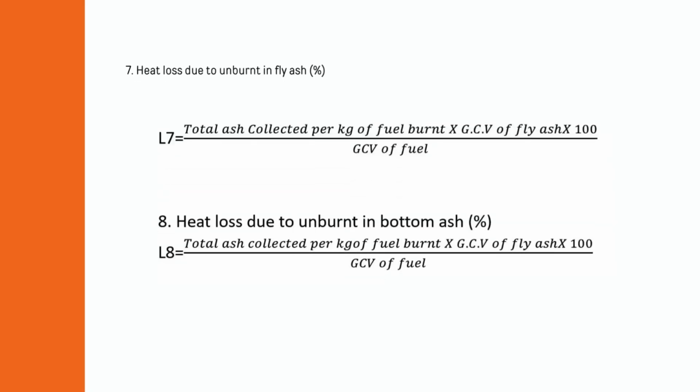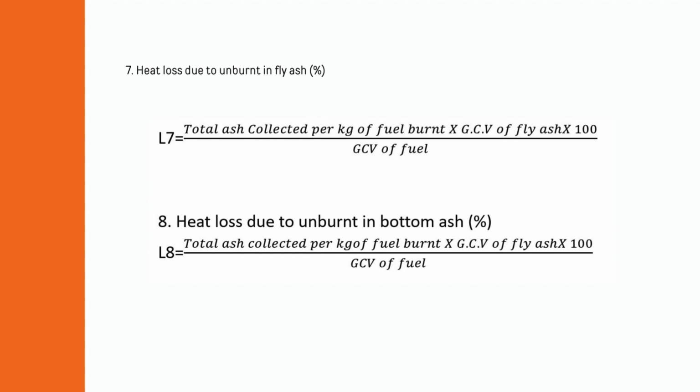Heat loss due to unburned carbon in fly ash and bottom ash. Small amounts of carbon will be left in the ash and this constitutes a loss of potential heat in the fuel. To assess these heat losses, samples of ash must be analyzed for carbon content. The quantity of ash produced per unit of fuel must be known. 7. Heat loss due to unburned in fly ash.